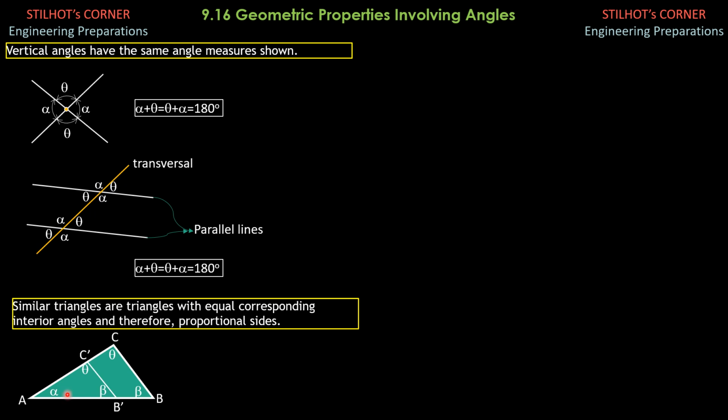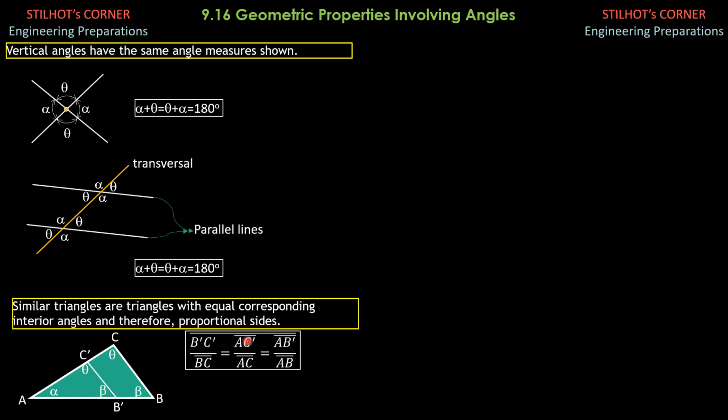For the sides opposite to alpha, we have B'C' in the smaller triangle and BC in the bigger triangle. So the ratio should be the same. That is, B'C' as to BC equals, next we have opposite of beta, A'C' to AC. And we also have opposite of theta for the smaller triangle, A'B' as to AB.